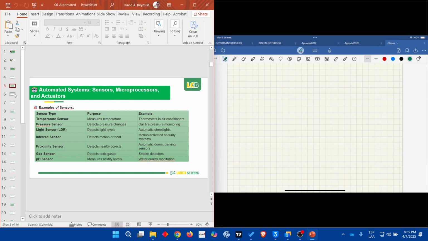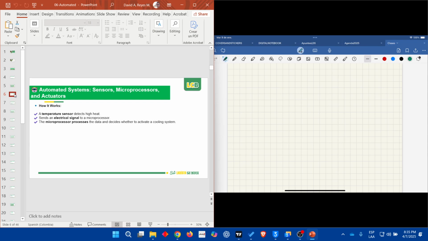Okay, next one. How does it work? For example, a temperature sensor detects high heat, so that means that the heat starts to rise. The sensor sends an electrical signal to a microprocessor. Then the microprocessor processes the data and decides whether to activate a cooling system. Let me give you an example.